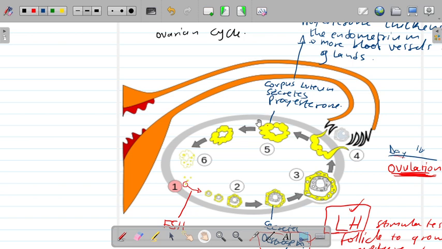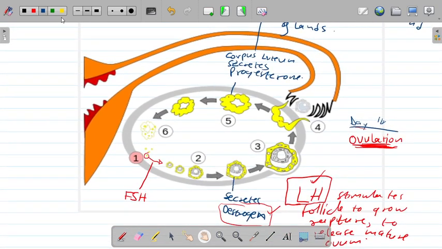Now, if, like I said, you are Virgin Mary, there's no fertilization during these days, then the corpus luteum starts to shrink and then disintegrate, degenerates. If the corpus luteum degenerates, what happens to the level of progesterone? It will start to decrease. And then the whole cycle begins over and over again.